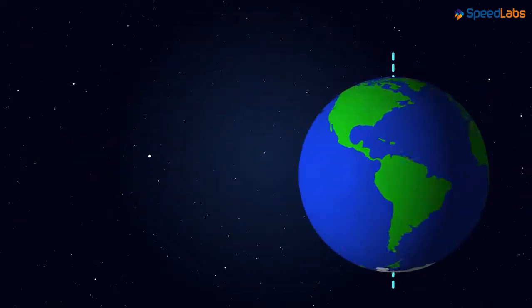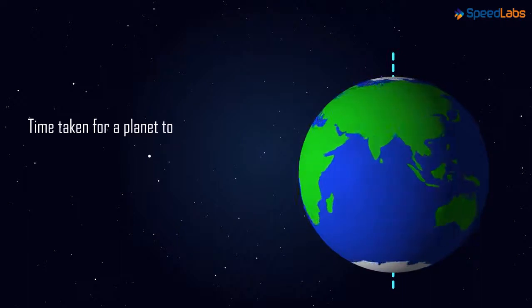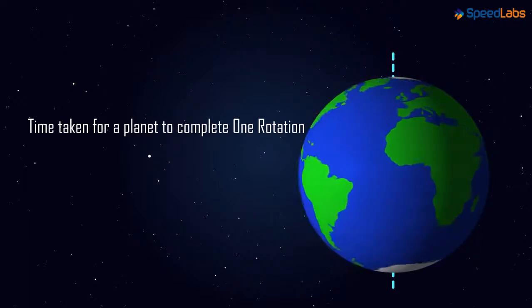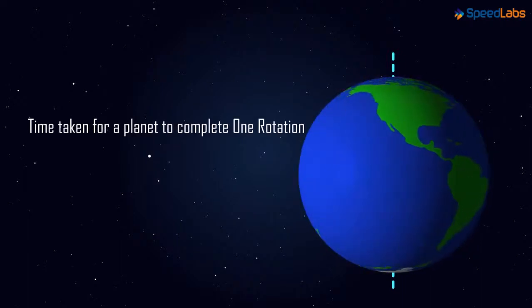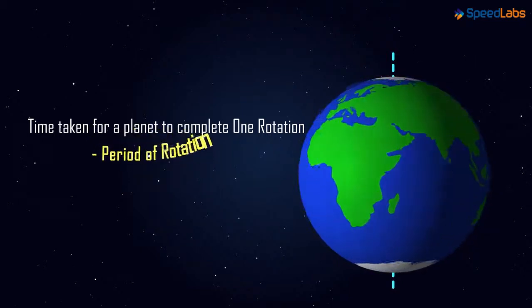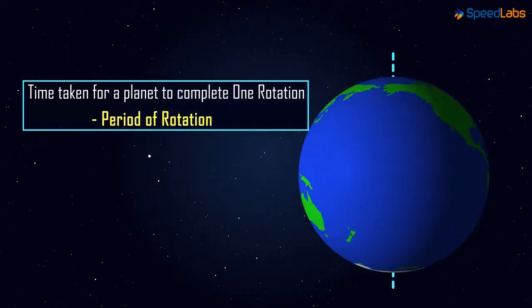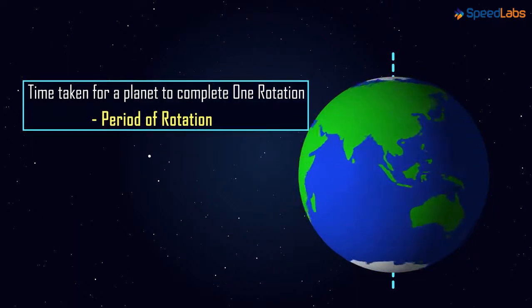Planets also rotate along their axis. We can also measure the time taken for a planet to complete one rotation. Can you guess what this measurement is called? That's right. We call it the period of rotation. The time taken to complete one rotation is called a period of rotation.